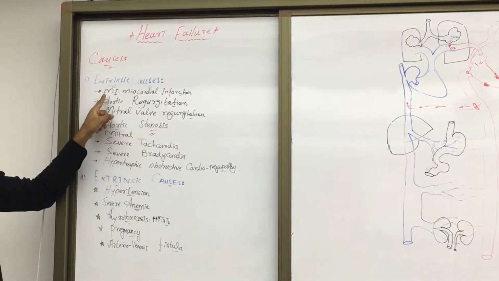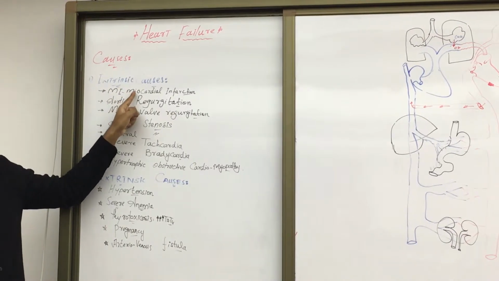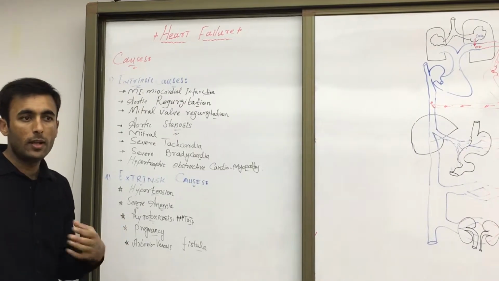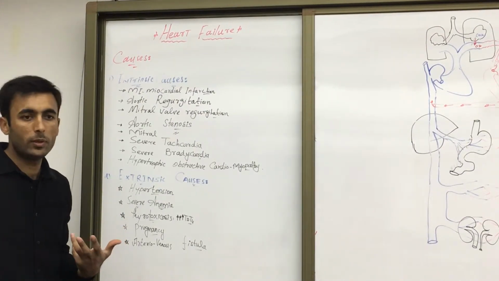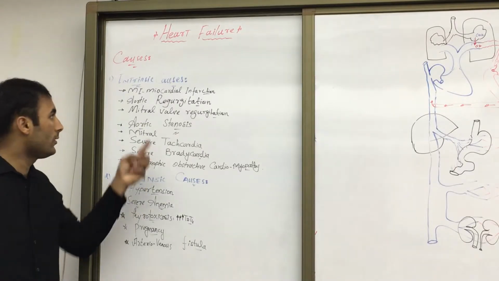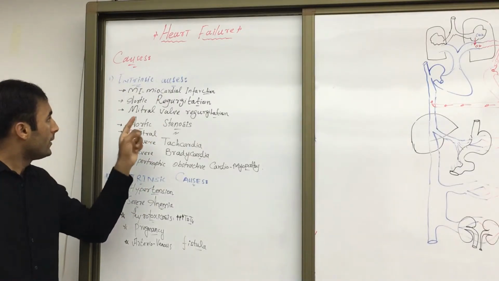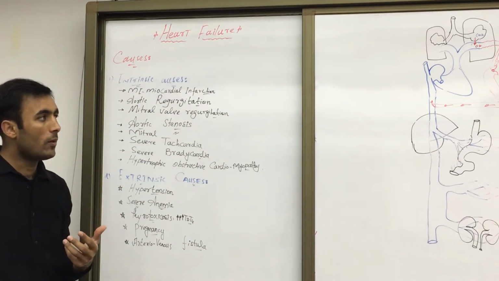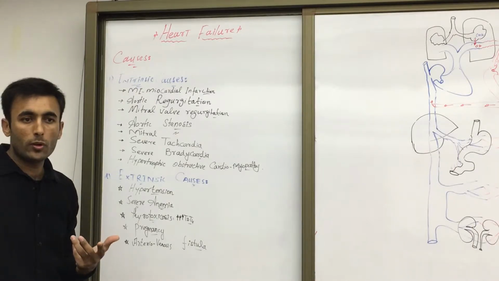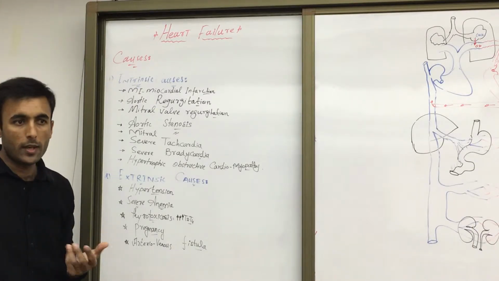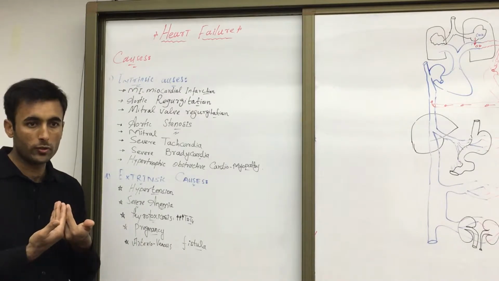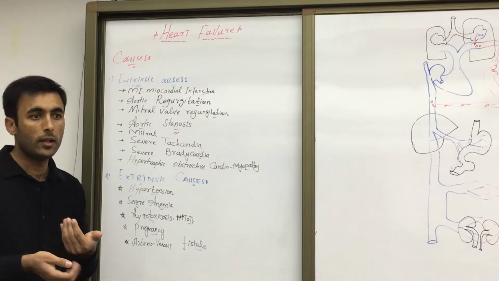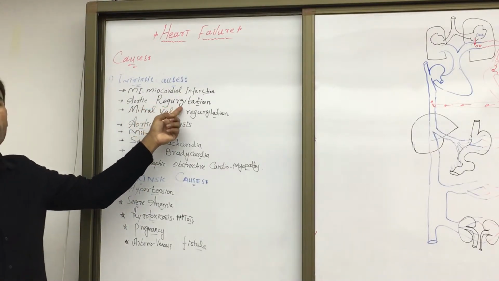In the intrinsic causes, first of all, we have explained MI, or myocardial infarction. In MI, what really happens? The heart muscle dies. Simply, we can say that the heart muscle dies. That condition is called myocardial infarction. Then we have studied aortic regurgitation. Aortic regurgitation is when the aortic valve is supposed to close, but it doesn't close very well, and the blood returns back. That condition is called aortic regurgitation.